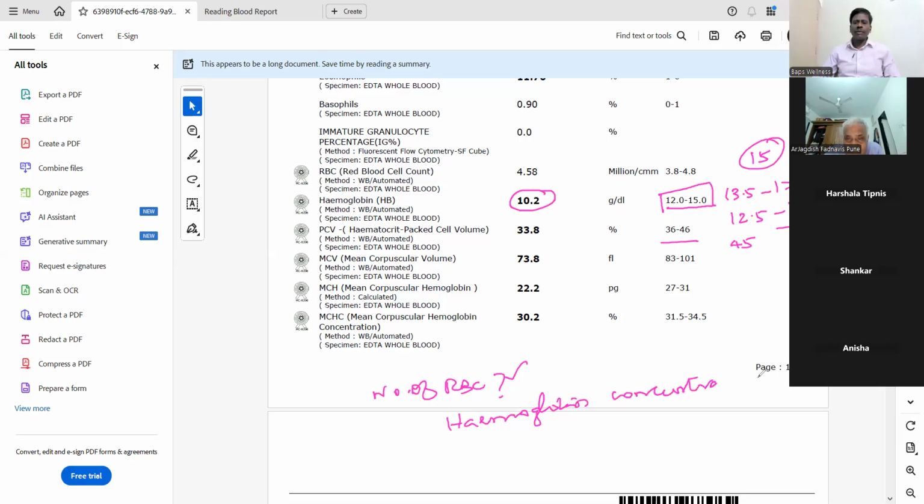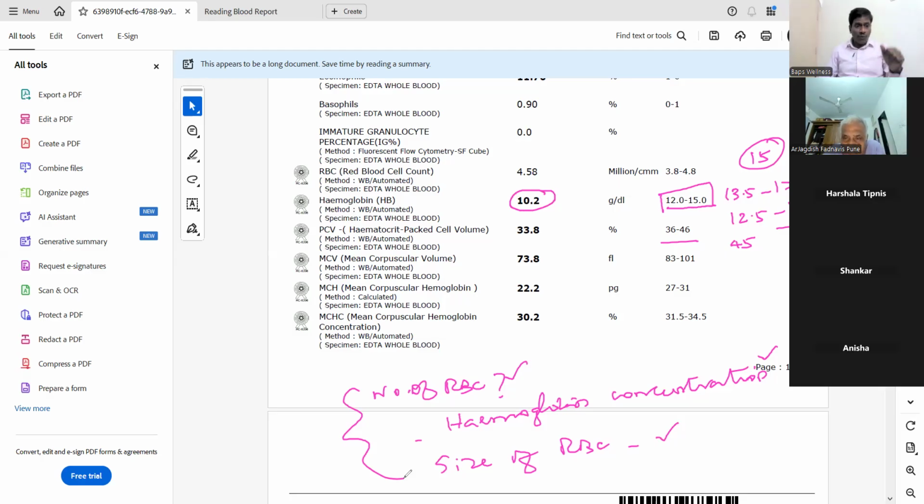That is the juicy part of each cell, whether that is lacking, or the size of RBC. So the size of the RBC, number of RBC, and the hemoglobin concentration in each RBC. These three are very important to assess. We know anemia.